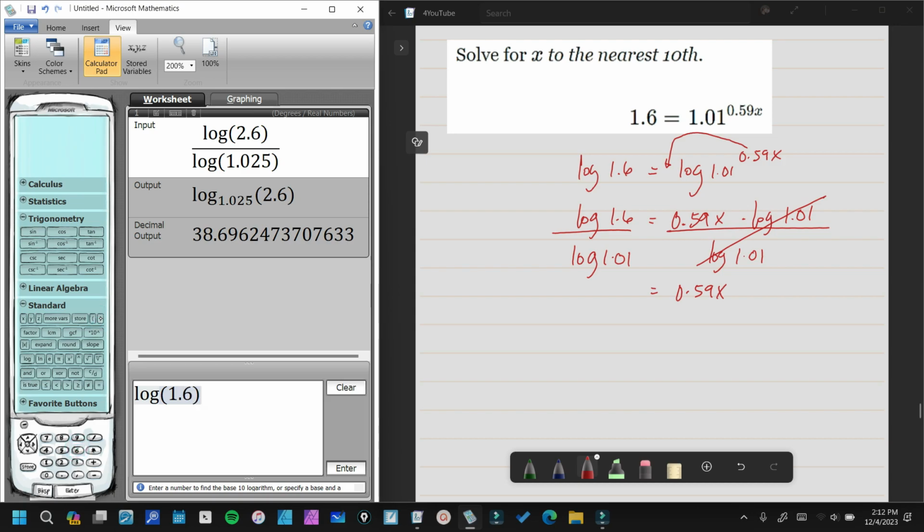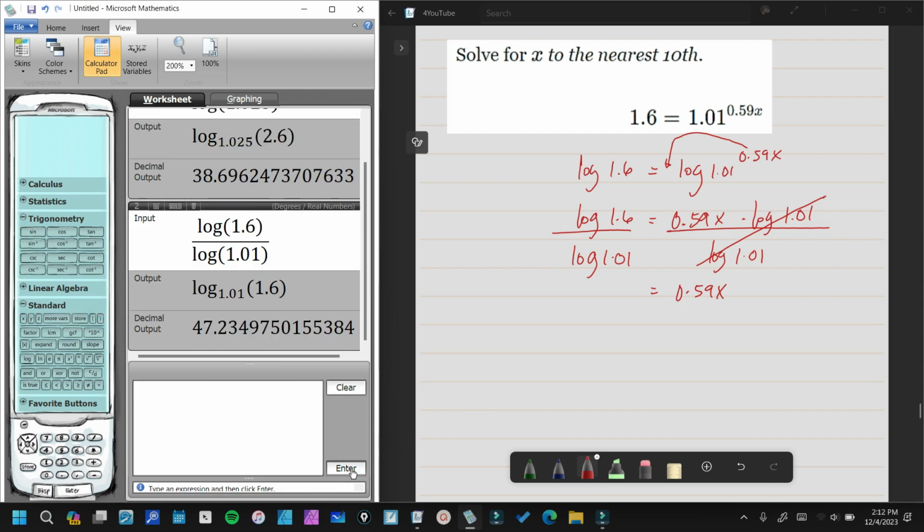All right. Now let's solve first the left side, which is logarithm 1.6 divided by logarithm 1.01. Okay. Right, so here our answer is 47.23. So that means 47.2 equals 0.59x. And of course, the last step here is to divide.